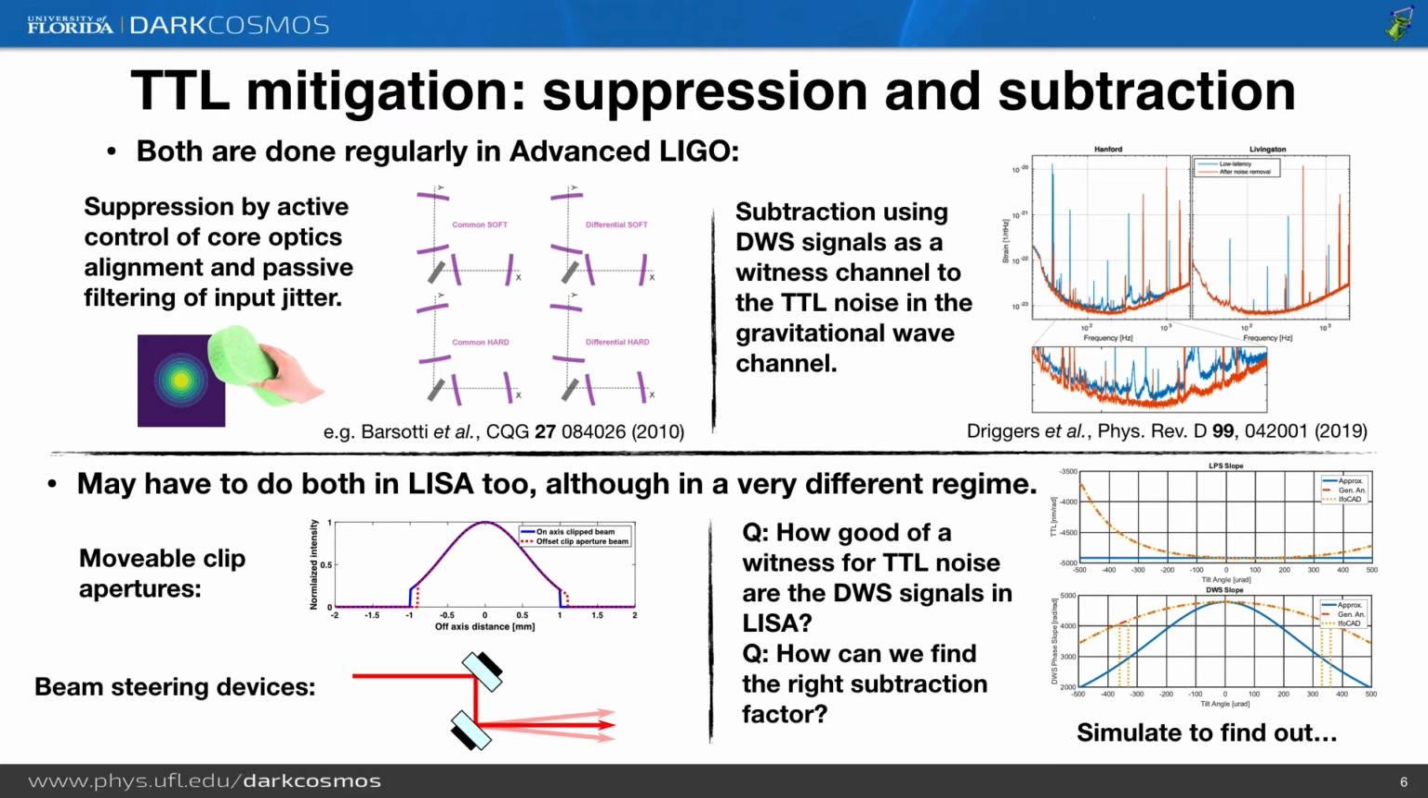First of all, how good of a witness for TTL noise are the differential wavefront sensing signals going to be? Will a first order subtraction suffice, or do we need to consider bilinear couplings and higher order terms too? Results from Paul Edwards, Alex Weaver, and our collaborators at the AEI Hanover, shown in the lower right, suggest that we may indeed have to consider some of these higher order terms. And how do we find the optimal subtraction factor? Can any of this be done online, or must it all be done in post-processing? These are some of the questions we're working to answer.